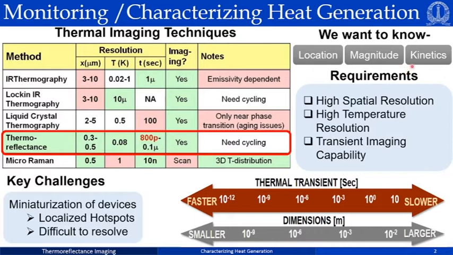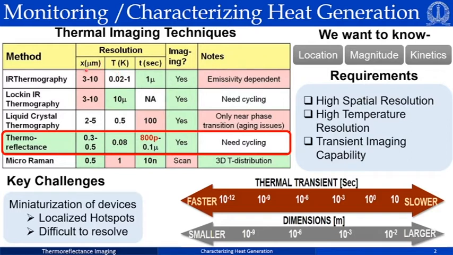And regarding kinetics, once we know location and magnitude, we are left with kinetics. We have to understand how the heat spreads from one part to other, or how is the heat carried away from the device. That is done if we have a tool which has transient imaging capability, that is, if we can monitor temperature of various regions of the device versus time.